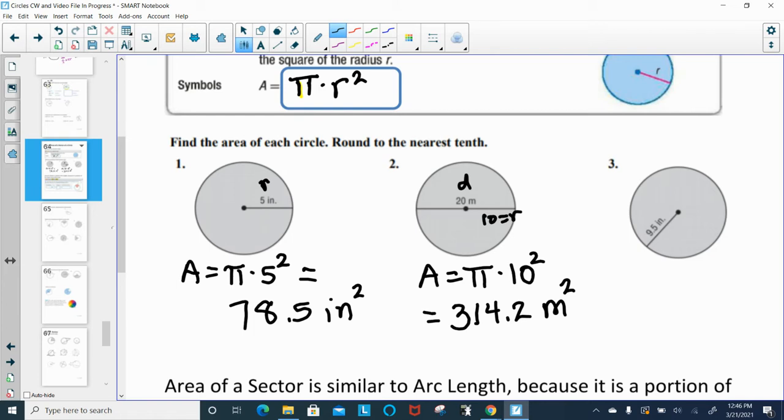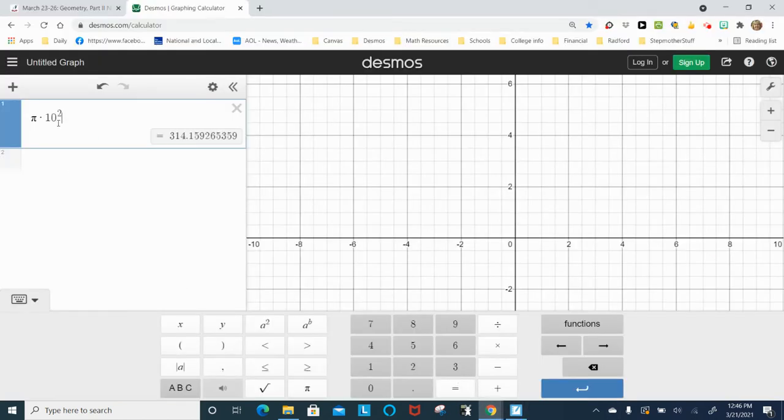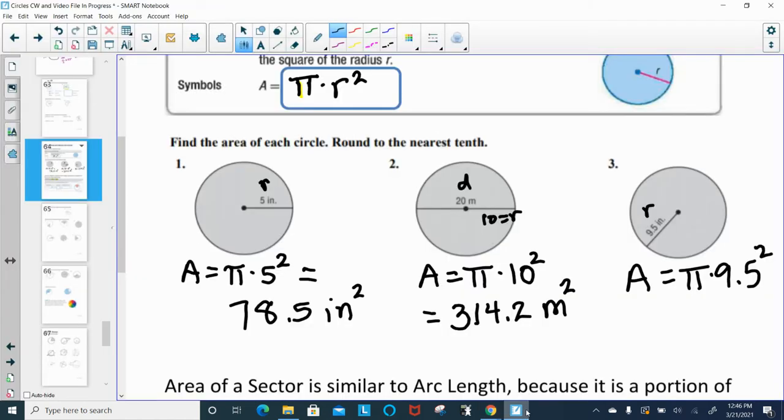Over here in question 3, we'll have area equals pi. Now this 9.5 is our radius. We can still square a decimal. We just got to let the calculator do it. It's a little easier if we let the calculator do it. I get 283.5. Now that's going to be inches squared. So that's how we find area.